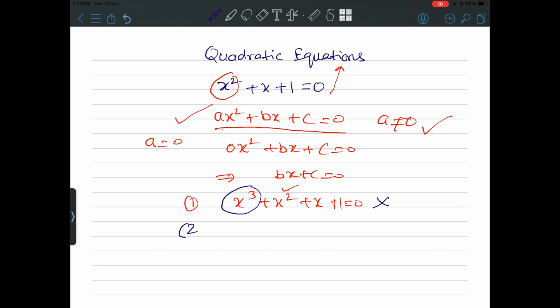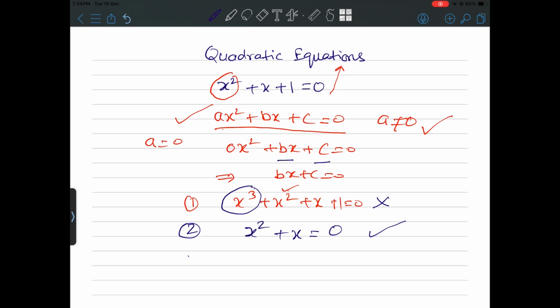The second thing is that suppose you say, okay, sir, my equation is x square plus x is equal to 0. There is no number, no constant c in my equation. But you should always think about this term only. If there is a maximum power of 2 in the equation, then that is a quadratic equation. You don't need to bother about whether the bx term is there or c is there.